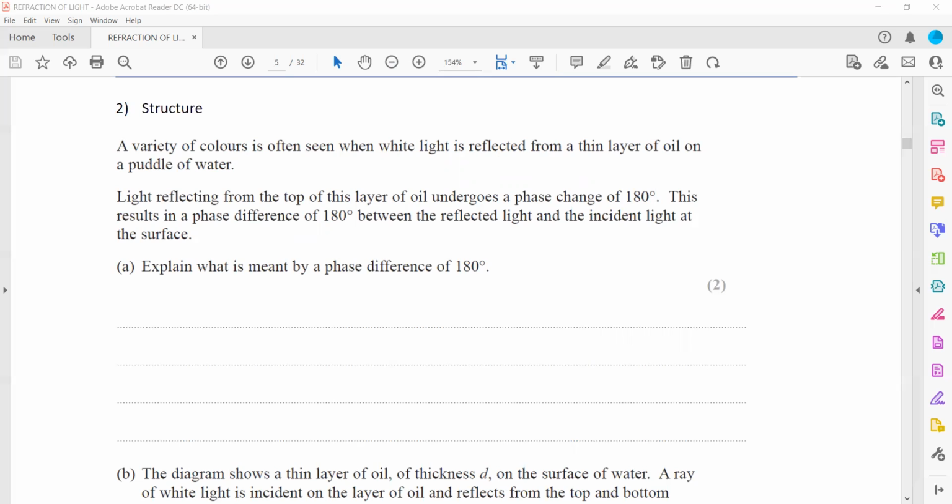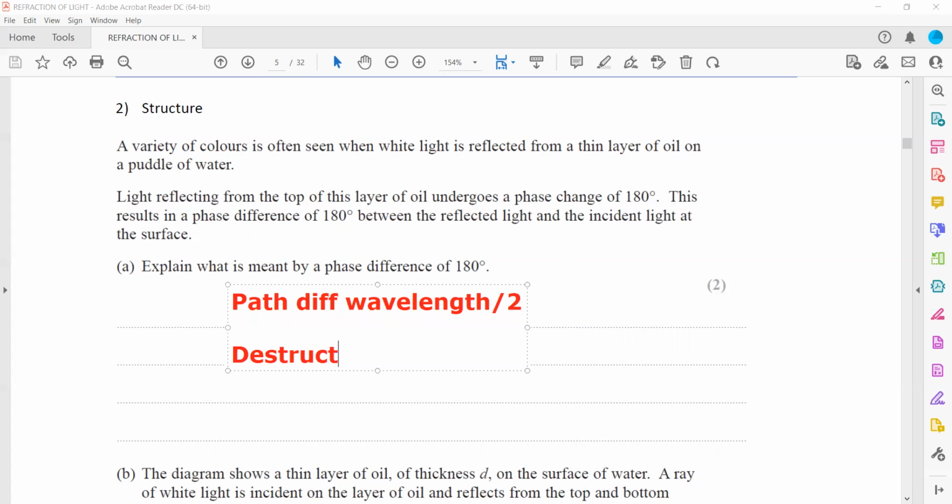So a phase difference of 180, what does it mean? It means two waves are out of phase, or they have a path difference of lambda by 2, or when they interfere, they will have a destructive interference. So a phase difference of 180 means that the path difference will be half of the wavelength, or wavelength divided by 2. And there will be a destructive interference.